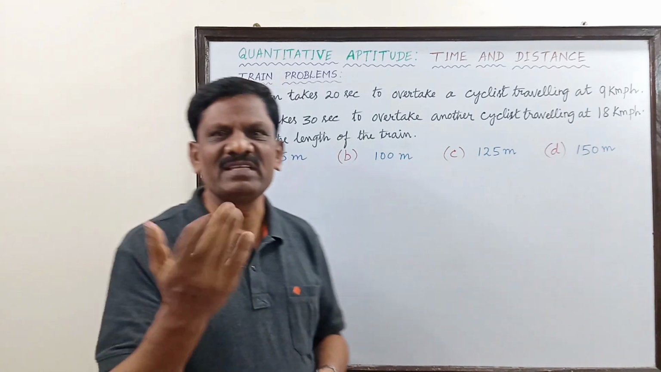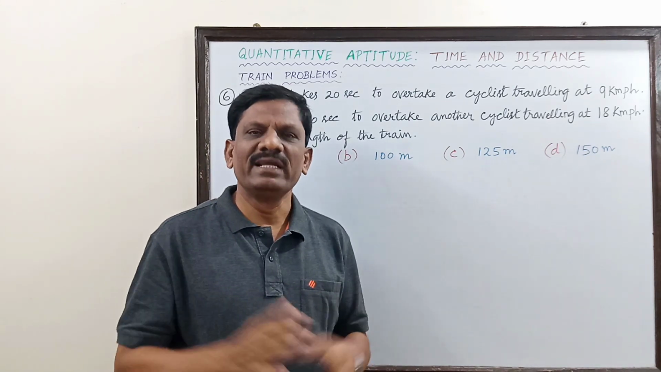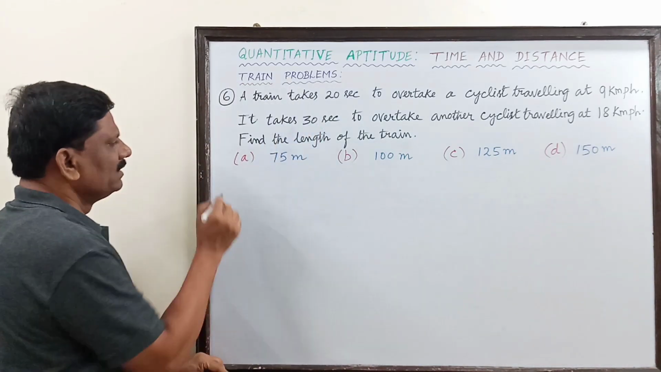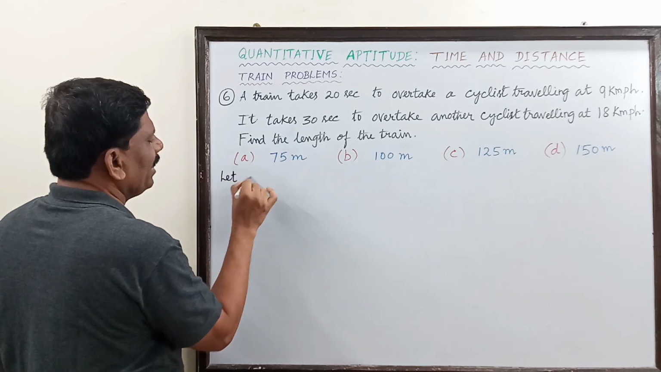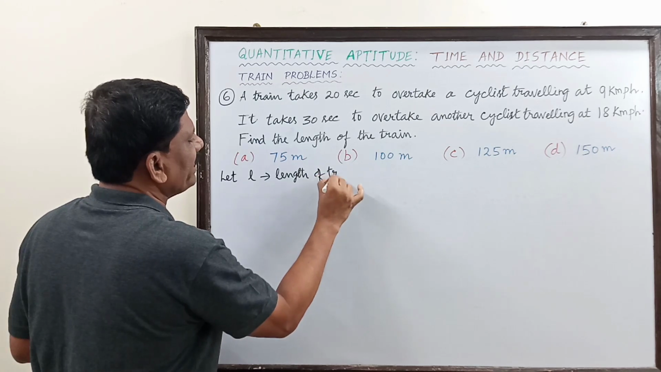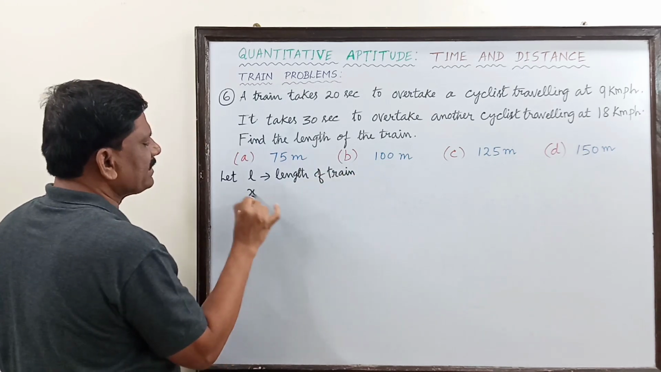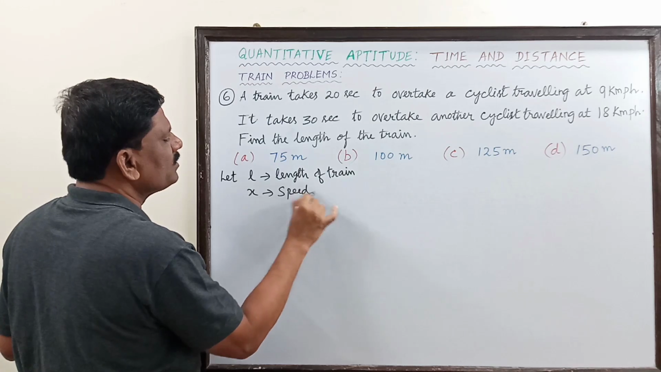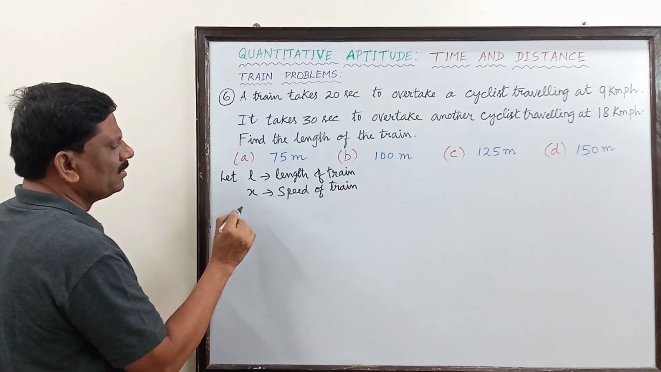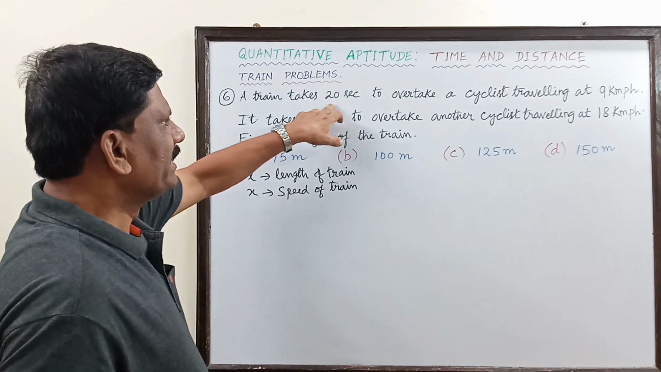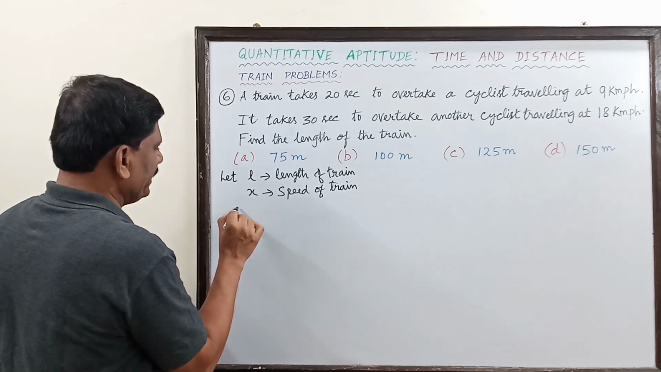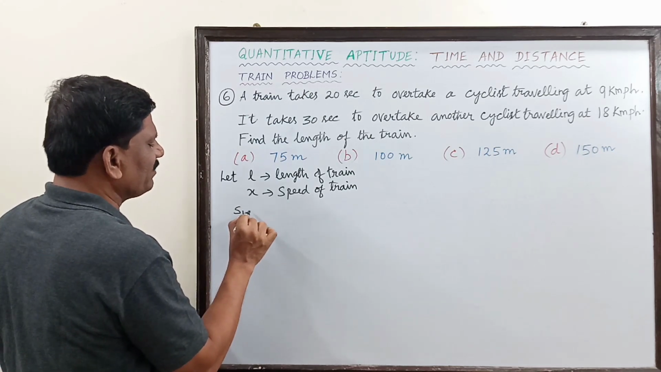Now the actual speed of the train is not given and the length of the train is also unknown. So we will assume: let L be the length of the train, and X be the actual speed of the train. Now I will take the first case. In the first case, S1 is the speed of the cyclist.